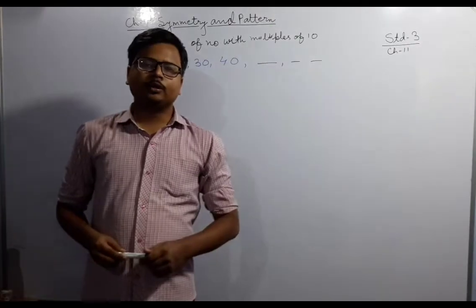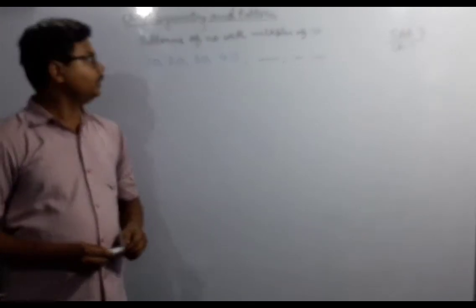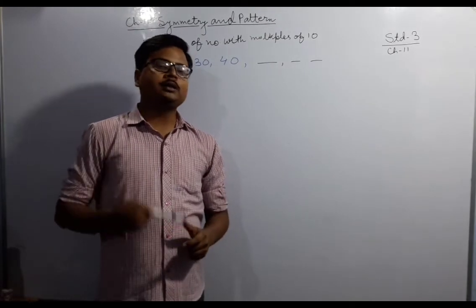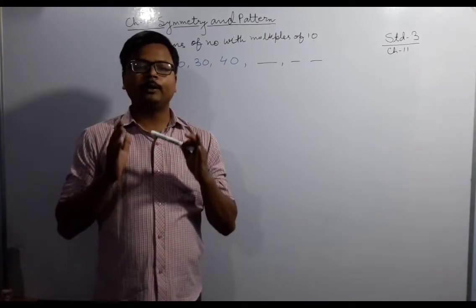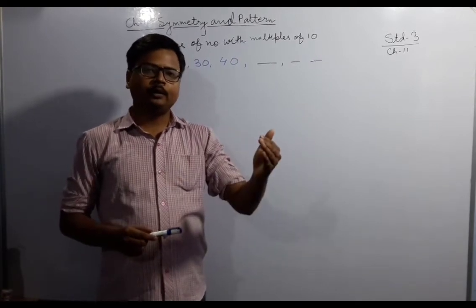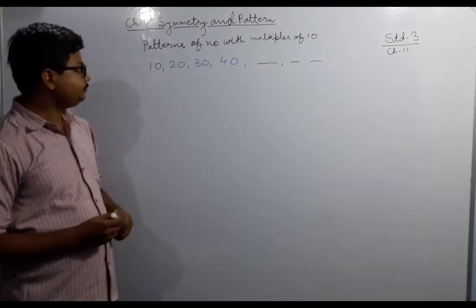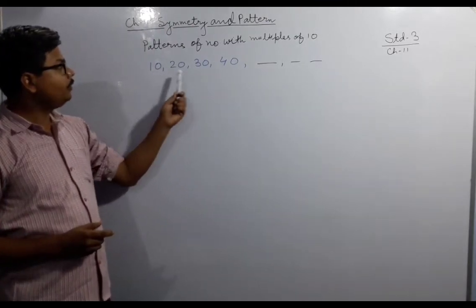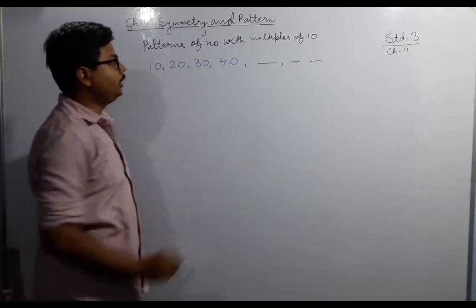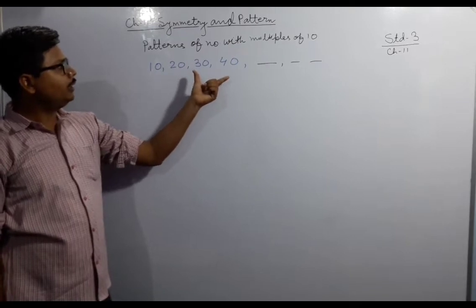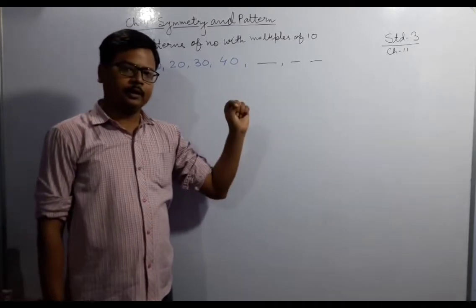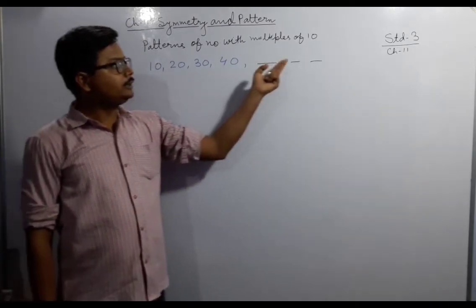Okay students, now let us learn one new pattern, that is patterns of numbers with multiples of 10. So what do we understand by multiples of 10? Multiples of 10 means the table of 10. 10 ones are 10, 10 twos are 20. Now let us see this example. As you can see here, I have written a few numbers: 10, 20, 30, 40. By seeing these numbers, what can we understand? That these numbers are the multiples of 10. So we have to fill in the blanks.